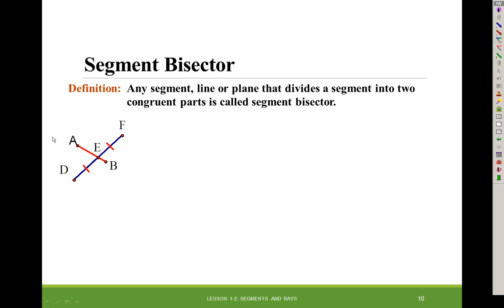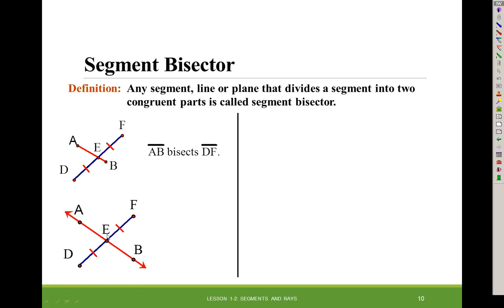So here, segment AB bisects segment DF. Segment DF is cut into 2 congruent halves. You can see them marked right there. Line AB is bisecting segment DF here. It could be a line also. Line AB bisects segment DF, and again, segment DF is marked with the 2 congruent parts.